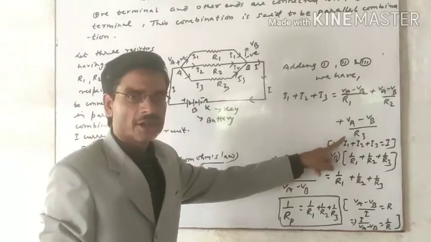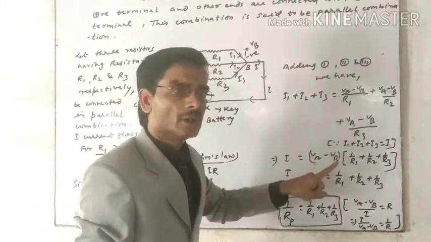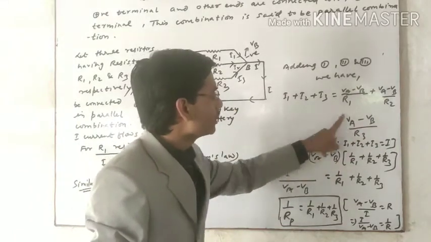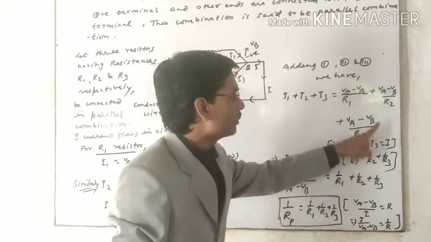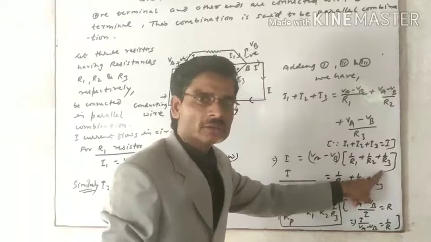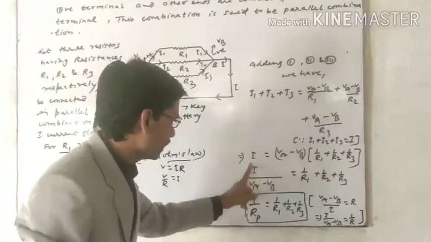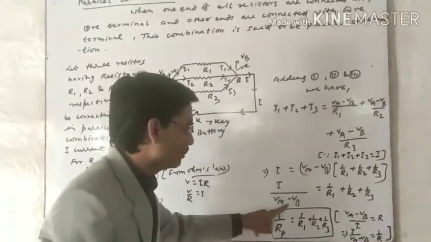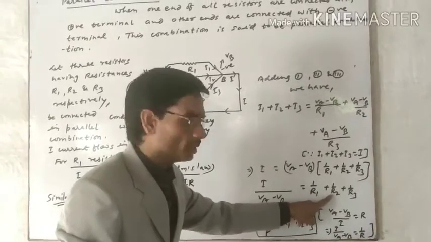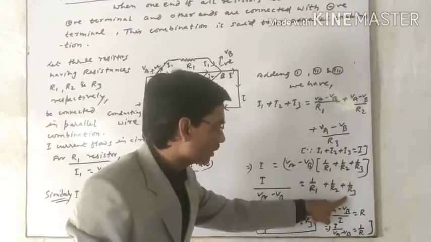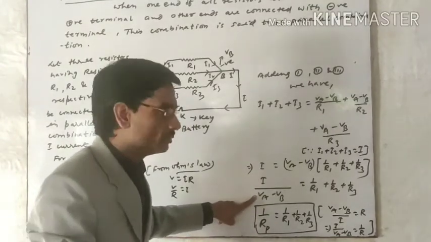This is already written. तो VA minus VB तीनों में प्रेजेंट है, we will take common, तो यहाँ बचेगा 1 by R1 plus 1 by R2 plus 1 by R3. Further, this VA minus VB is transferred to the left side, so I by VA minus VB equals 1 by R1 plus 1 by R2 plus 1 by R3. I by VA minus VB what?